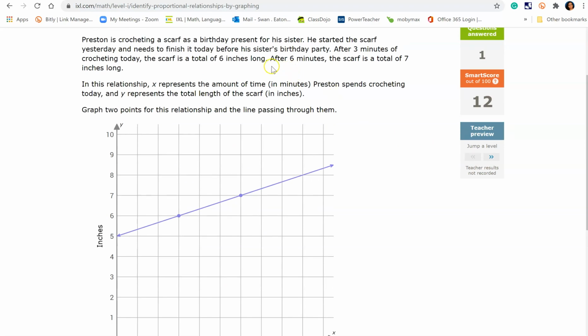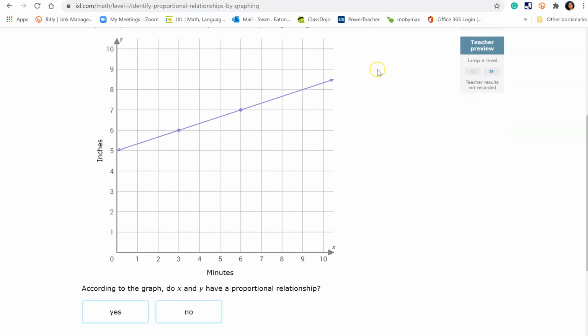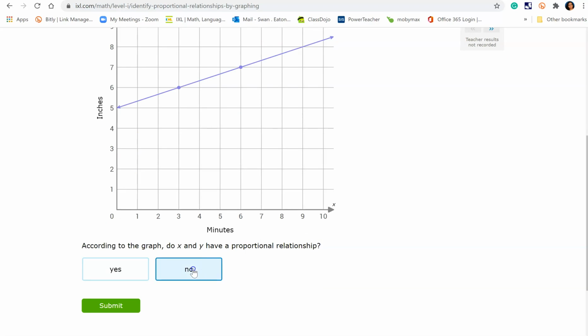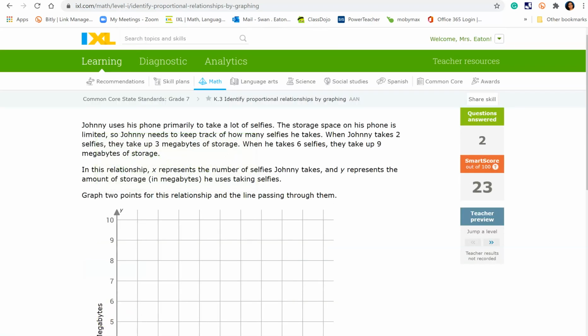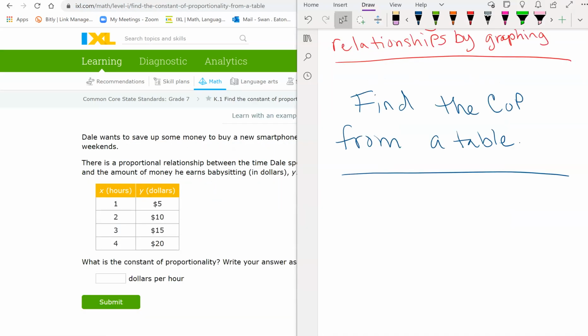So let's make sure we did that right. We got 3 and 6. We got 6 and 7. Now let's check it out. Is this proportional? Well, this doesn't go through 0. Yes, all the dots are on the line, but remember, it has to go through 0, the origin. So this is a no. We're going to hit submit. Great. Now let's move on to the next assignment.